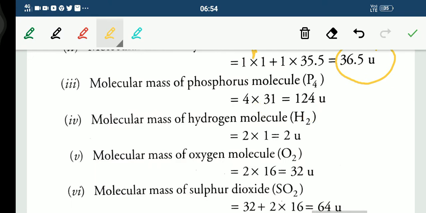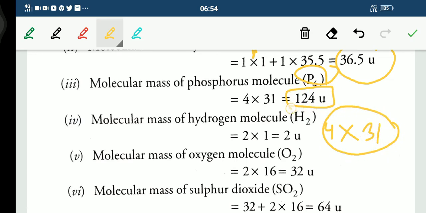Similarly, students, can we do it for the phosphorus molecule? Of course we can. You can see how many atoms are there in this phosphorus? 4. What is the atomic mass of phosphorus? 31. So 31 fours are 124 unified mass. Now let's quickly come to the hydrogen molecule.